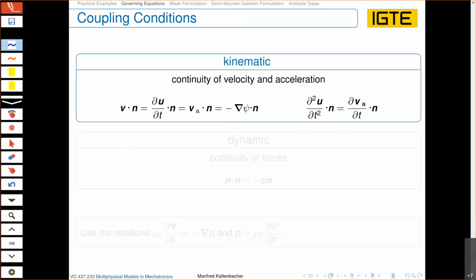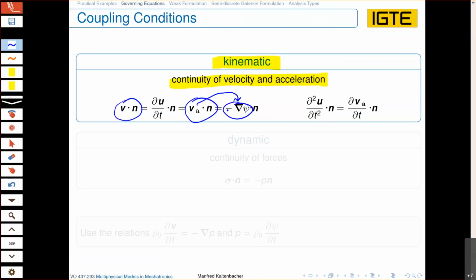So we once have the so-called kinematic coupling condition, which means we have a continuity of velocity and acceleration. And this is a very important thing. You see that the normal component of the vibrating mechanical structure on the surface has to meet the normal component of the particle velocity of your acoustic domain on the coupling surface. And as we know, we can substitute the particle velocity by minus the gradient of the acoustic scalar potential. So this is also an important thing which we will need when we do a coupling where the primary quantity in the acoustic field will be the scalar potential, the acoustic scalar potential.